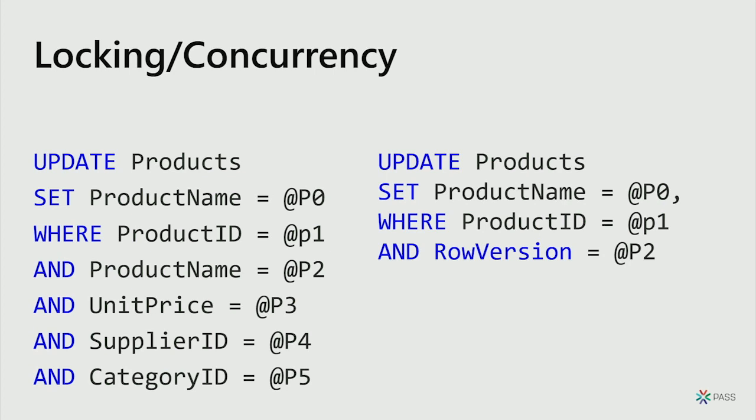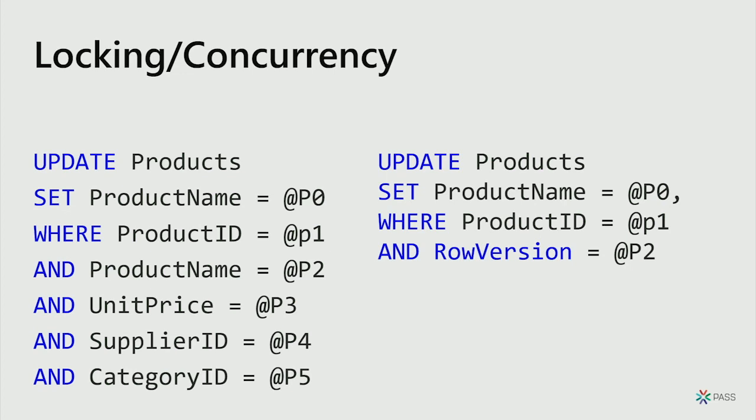And probably the most common solution for that is last in wins. So I make a change, you make a change, I save my values, you save your values. Now my changes are gone, right? That's probably not what you want in your transactional system. So then how do you handle that?